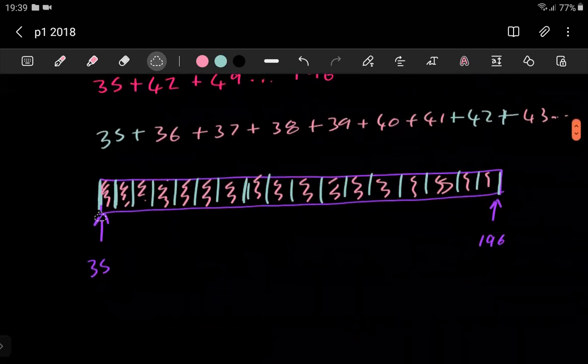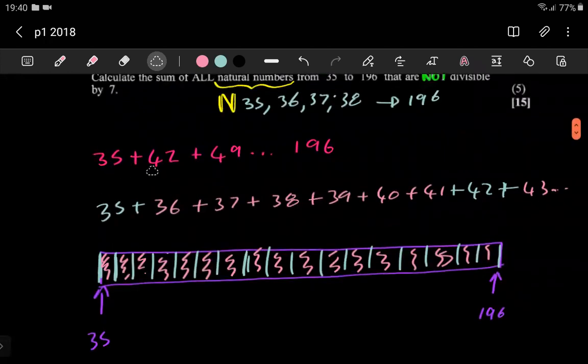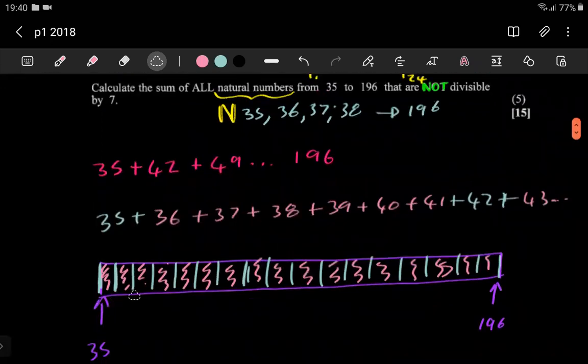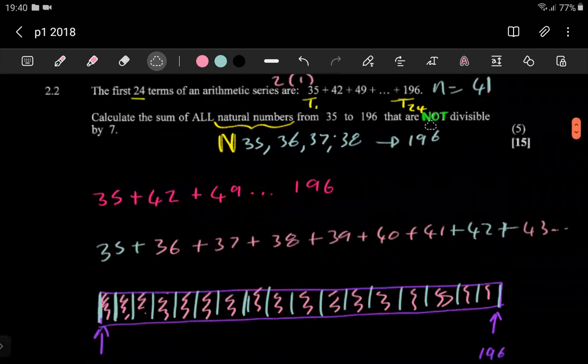All you have to do is add up every natural number from 35 to 196, meaning every single number. You have to take 35 plus 36 plus 37 all the way to 196. You have to add up everything. After adding up everything, you need to subtract the ones that are divisible by 7. Because if you add up everything and you remove the ones that are divisible by 7, you're going to be left with the ones that are not divisible by 7. I'll repeat: if you add up everything and you remove the ones that are divisible by 7, the ones that you're going to be left with are the ones that are not divisible by 7.